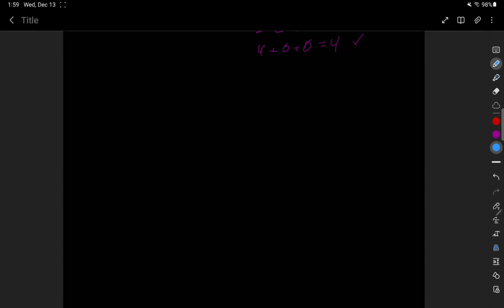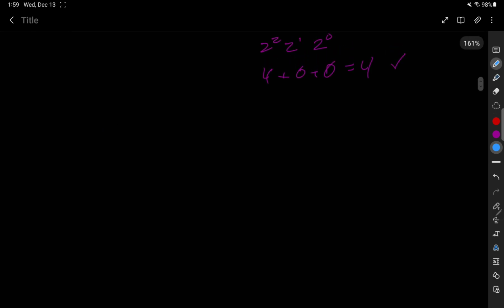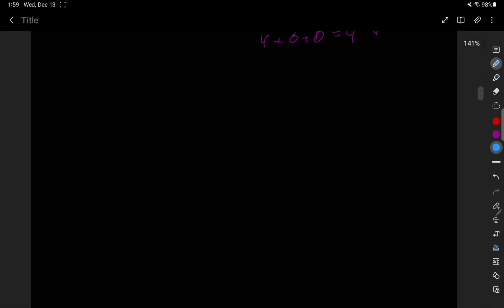Alright, so let's try a bigger number. Let's say 135. We're going to divide it by 2. Oh man, I have to fix up my handwriting. So 2 goes into 13 about 6 times, that's 12. Minus, 1, 5. 2 times 7 is 14. That leaves you a remainder of 1.